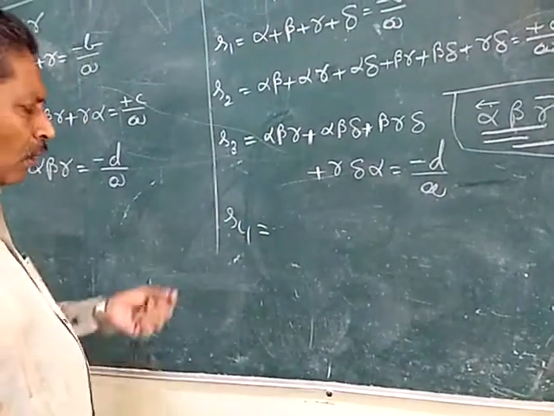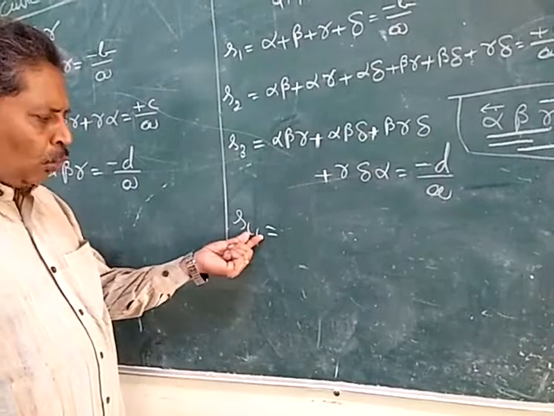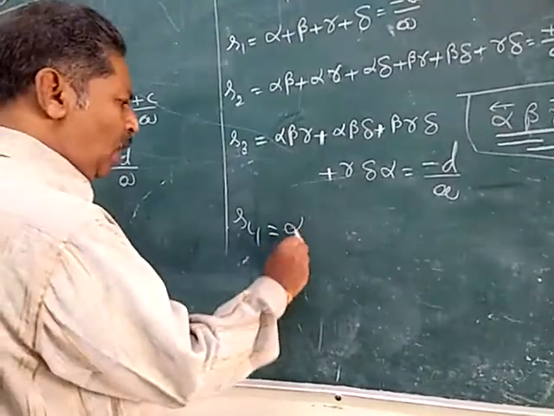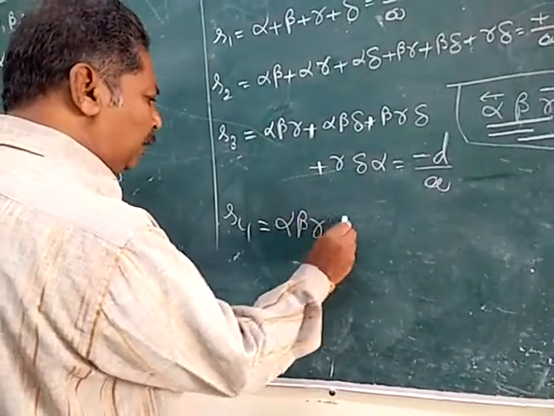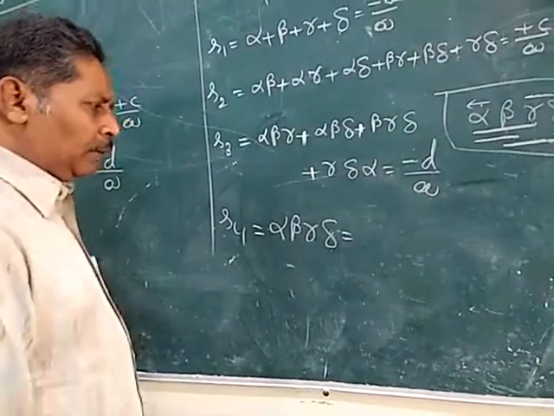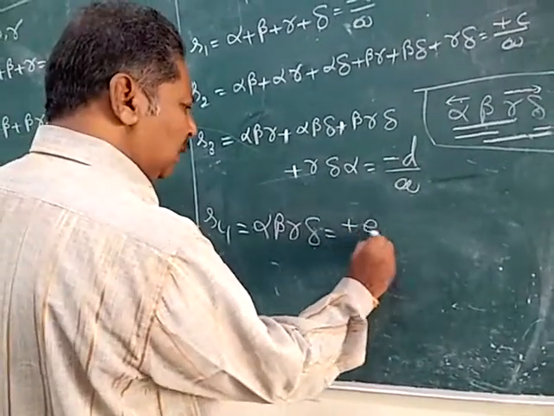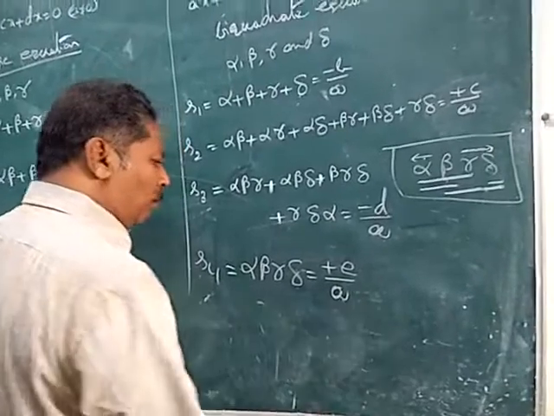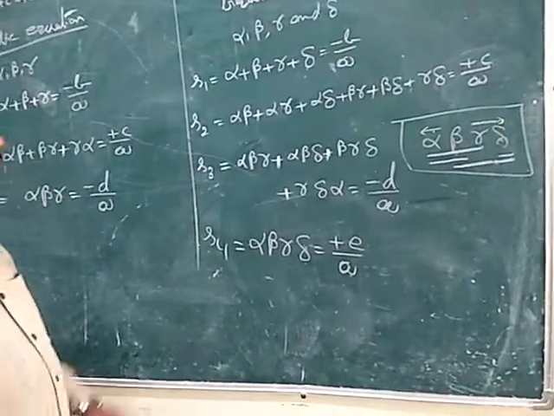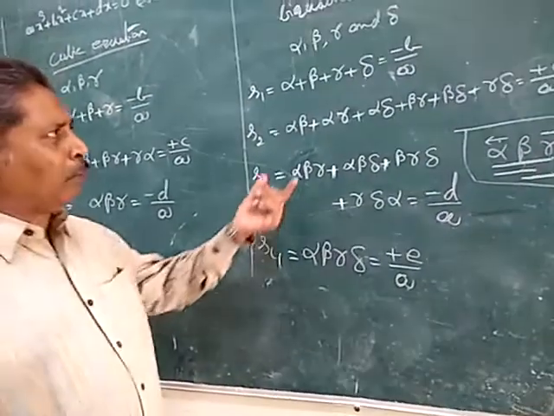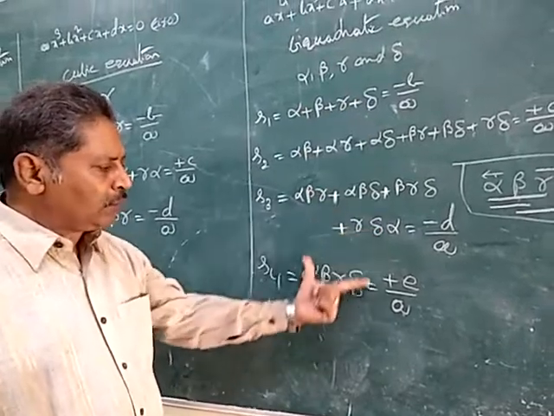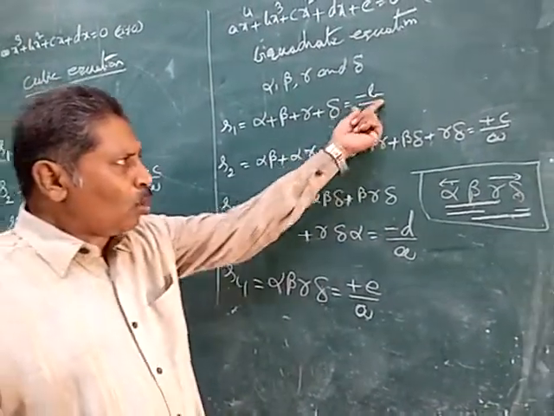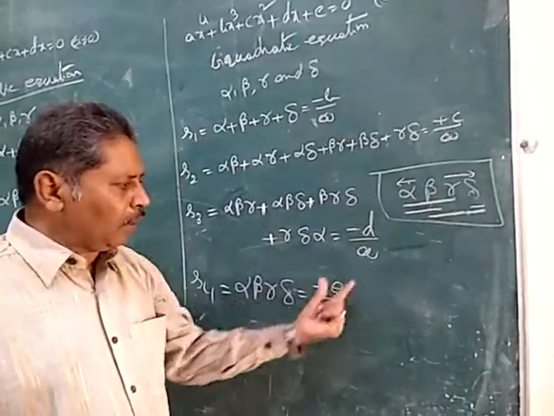Next, S4, the product of the four roots: alpha into beta into gamma into delta equal to plus e by a. So these are the relations between roots and coefficients of the equation.